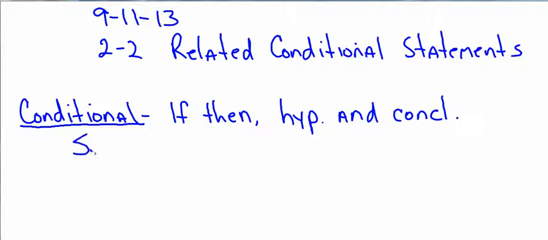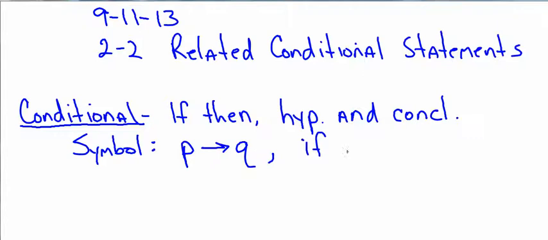The symbol is P arrow Q, and that is read if P, then Q. The P being the hypothesis, the Q being the conclusion. And in that Venn diagram, remember the small circle had the P in it, the big circle had the Q in it? Alright, that meant the hypothesis is part of the conclusion.